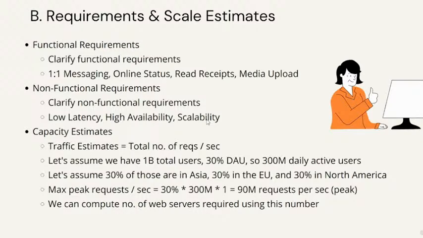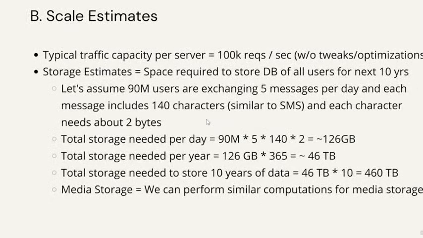From this equation, we can figure out the number of servers that we'll need. How? We know that the maximum number of requests that a standard generic industrial server can handle is 100,000 requests per second. And this is of course assuming without any tweaks and optimizations. If you do tweaks and optimizations, a server can typically handle roughly about 1 million to 2 million requests per second.